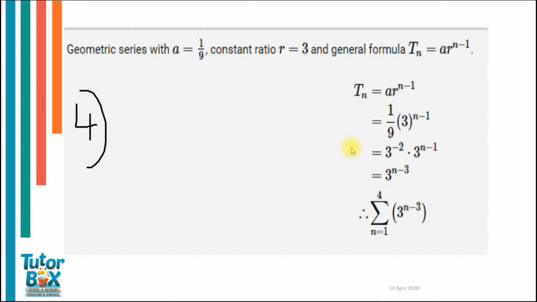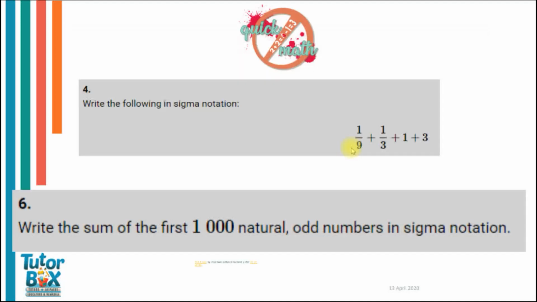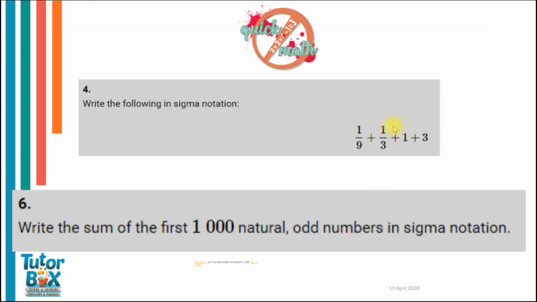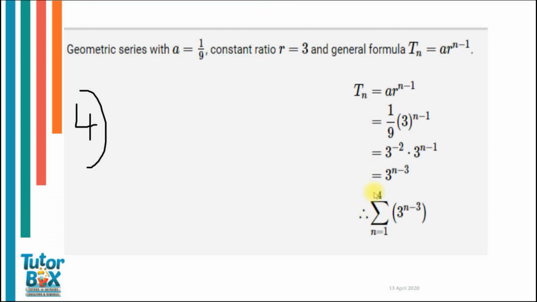Right, so now I want to write it in sigma notation. Okay, so we have 3 to the power of n minus 3 there. So n starting from the first term all the way to, let's just check how many terms we have. 1, 2, 3, 4. Okay, so there we go. n is 1 all the way to 4, and we're summing this guy there.